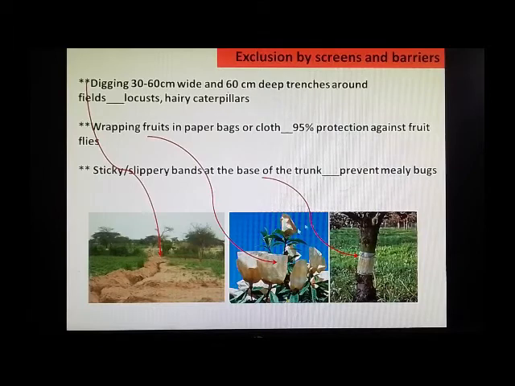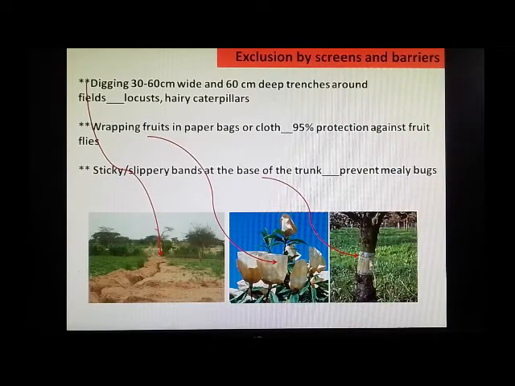Now here you are seeing that some fruits are wrapped by some paper bags. So it can be done by paper bags or by cloth or even straws also. So it has been seen that this type of method can prevent the fruit flies to the extent of nearly 95%.